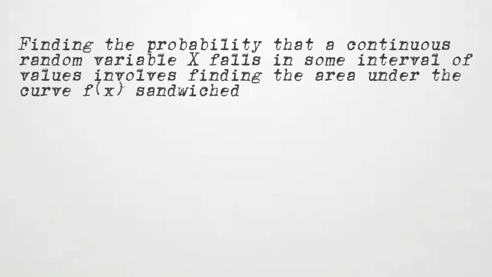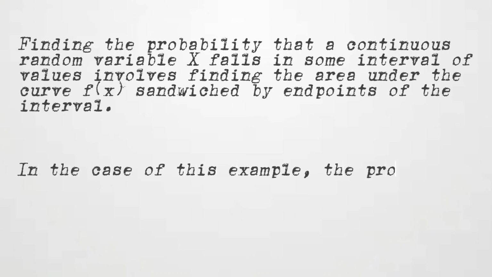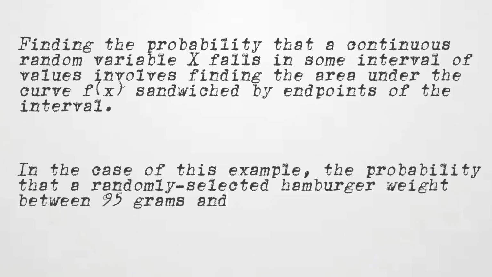Finding the probability that a continuous random variable X falls in some interval of values involves finding the area under the curve f(x) sandwiched by the endpoints of the interval. In the case of this example, the probability that a randomly selected hamburger weighs between 95 grams and 100 grams is then this area.